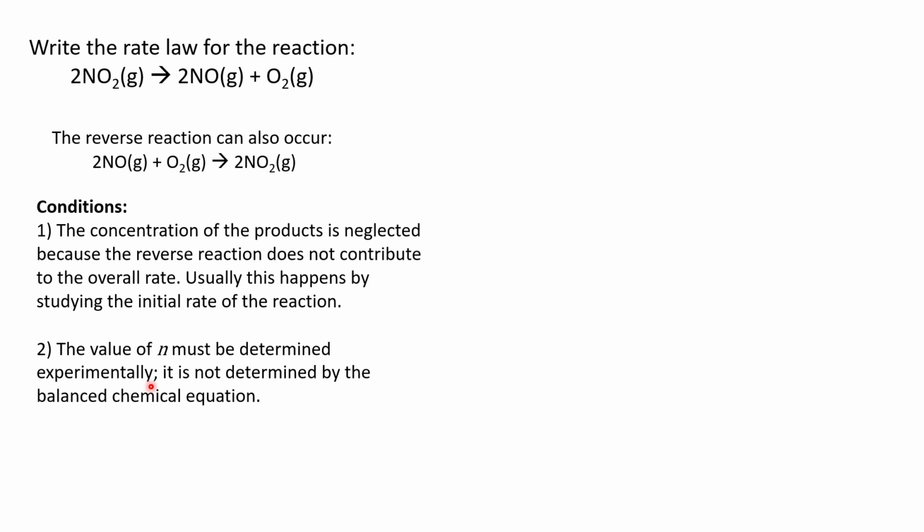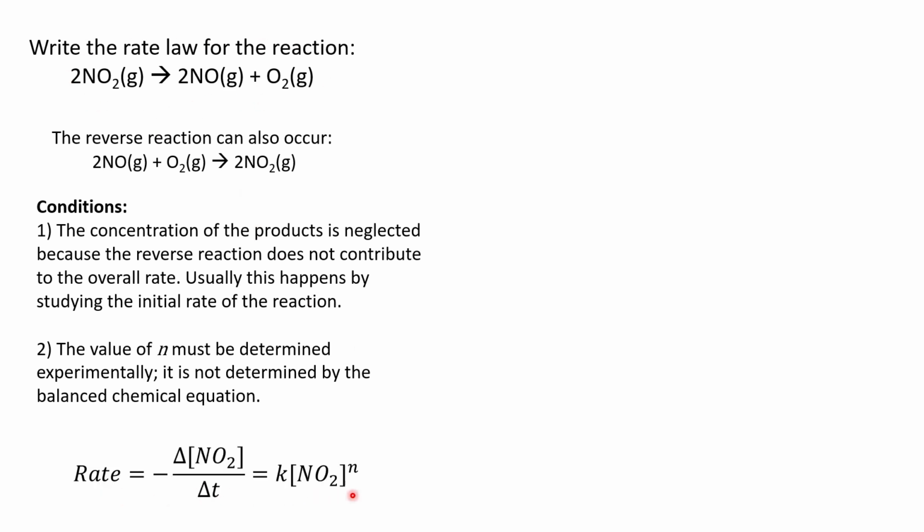Now, I know you're going, where is the N? I'm not seeing the N. I will show it to you in just a second. The important thing to remember is the value of N is not determined by the balanced chemical equation. So it must be determined experimentally. So with both of these conditions held true, I can write a rate law for this reaction.